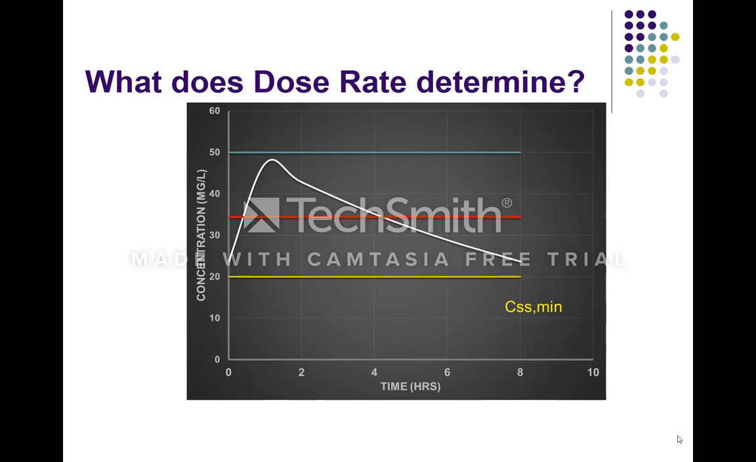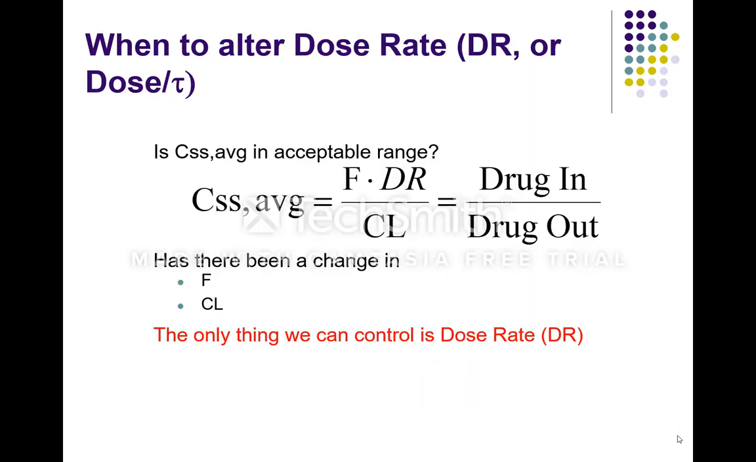I don't know why, I just pretend that CSS min isn't there. For some reason, when I copied this graph, it only copied that. And anyway, dose rate is the only thing we control, and it determines your CSS average. What else determines CSS average? Well, you see dose rate there.